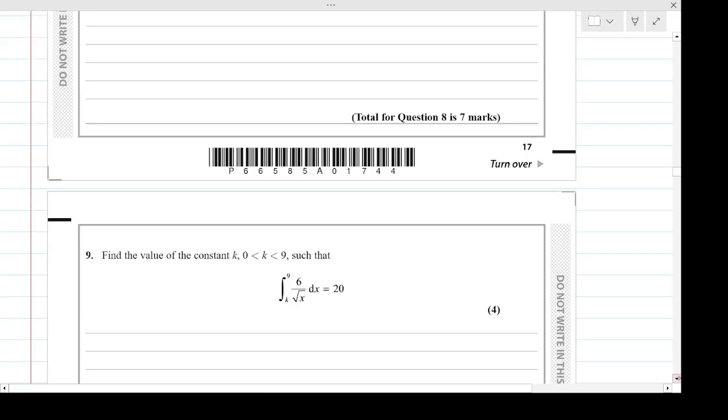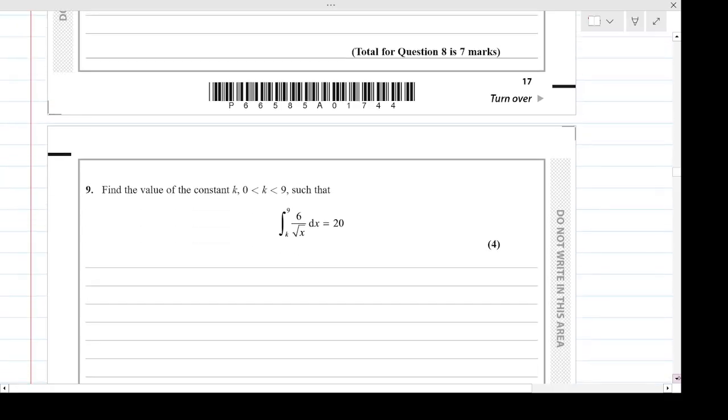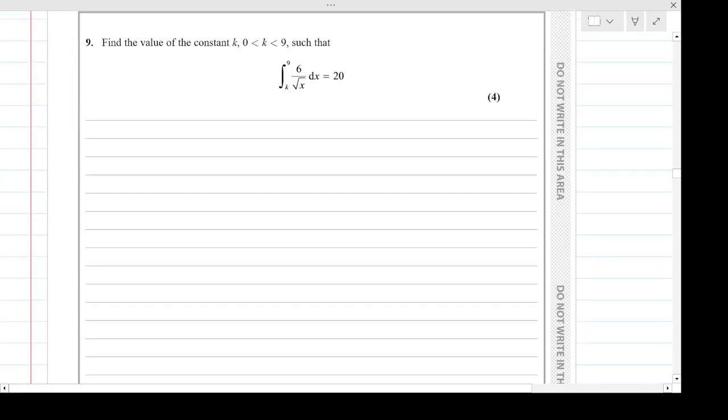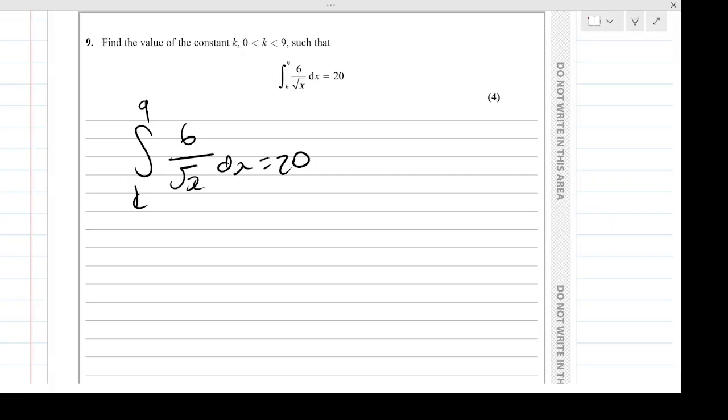Question 9. Okay, we've got a sort of more standard integration question again. So we're told here to find the value of the constant k, where the integral from 9 to k of 6 over root x dx is equal to 20. So it's kind of definite integration, but kind of in reverse, where we need to find the missing limit, but we're given what it equals to. So again, k is just a number, don't freak out about it. We just do the integration as we normally do with definite integration.